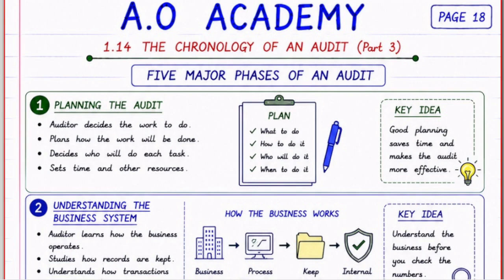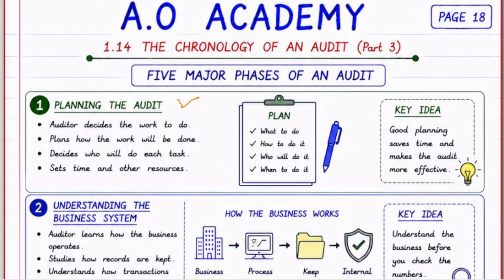Now we want to look at the phases of an audit. Okay, 5 major phases of an audit. That's what we want to look at in the third slide. So the first phase is planning the audit. That's the first phase, planning the audit. And what is being done here?